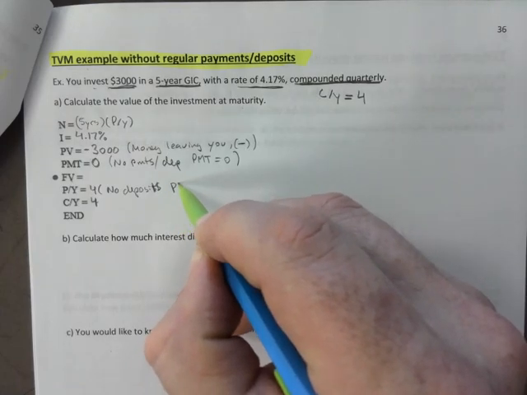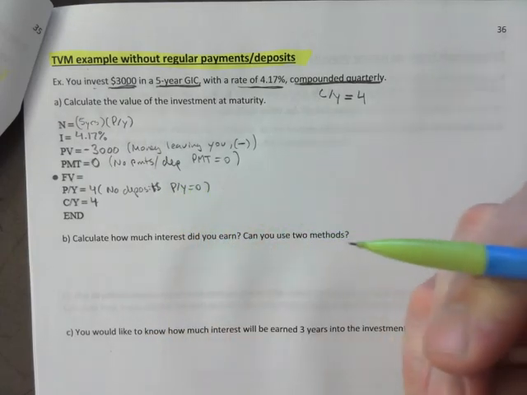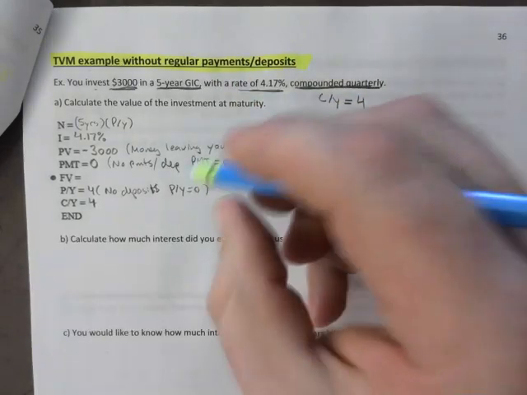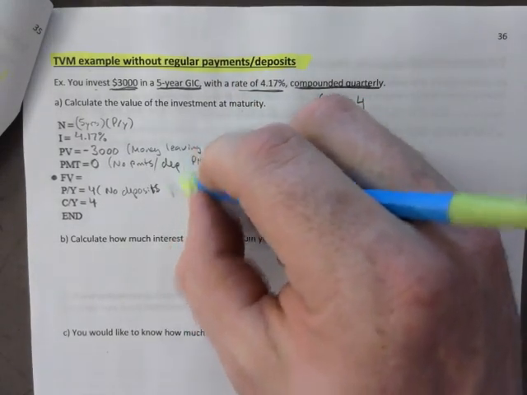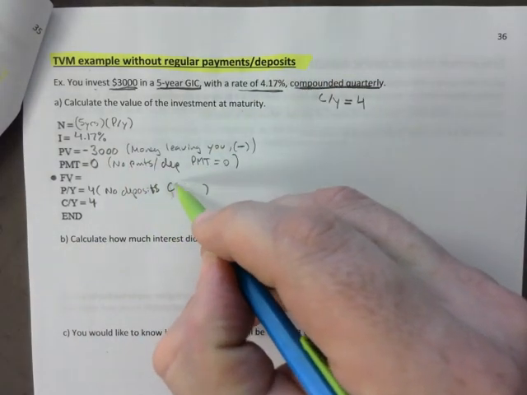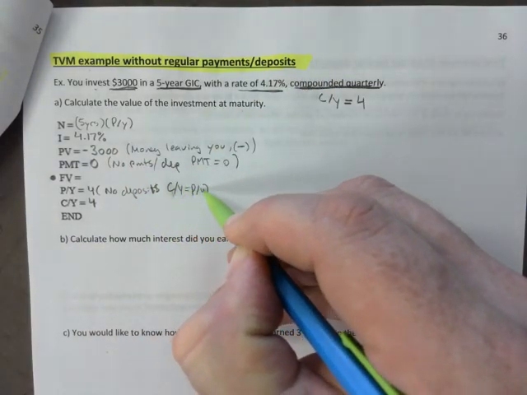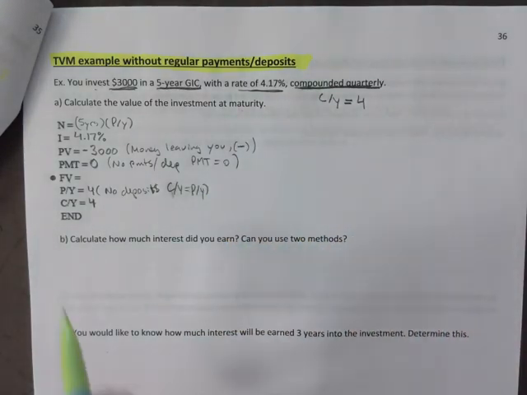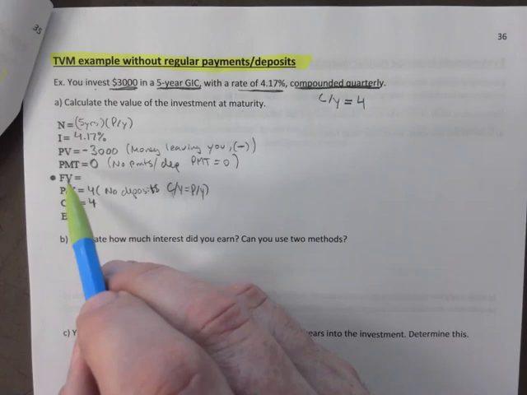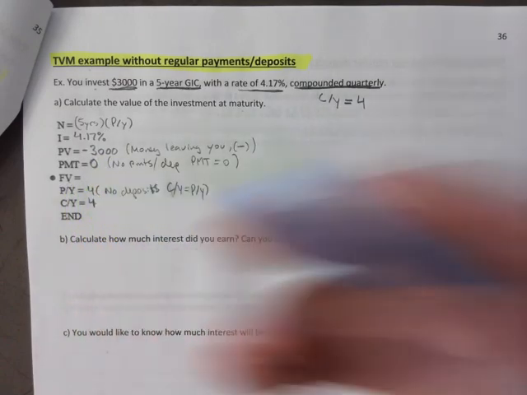So we set PY is equal to 0. Sorry, CY is equal to PY. Let's redo this. Undo, undo. Here. CY is equal to PY. So now we have everything filled in except for the future value. Want to know what that is in the future.